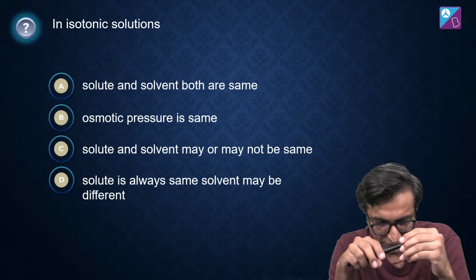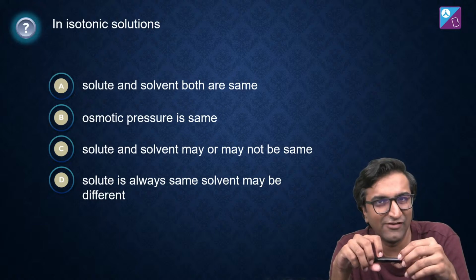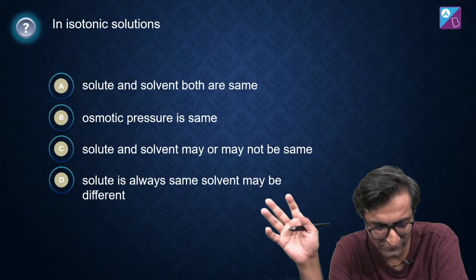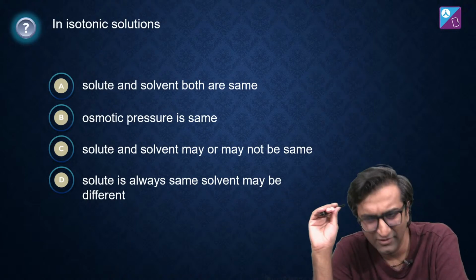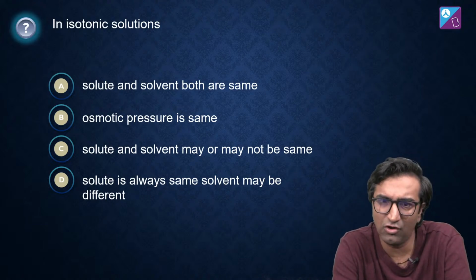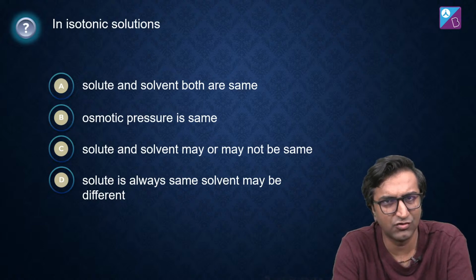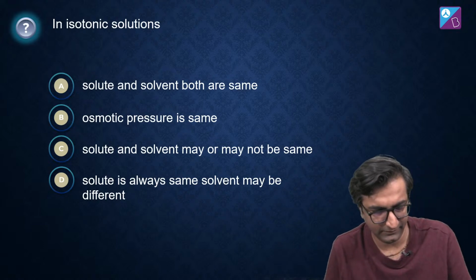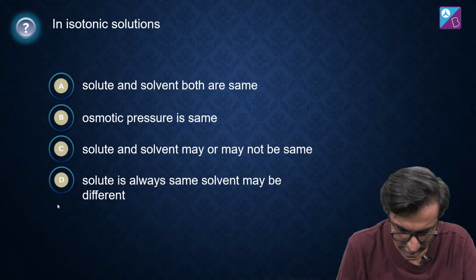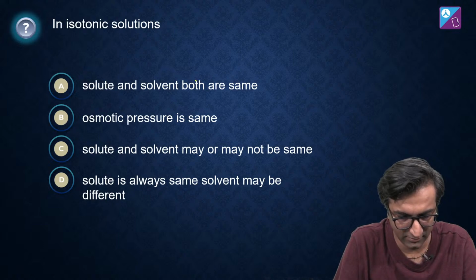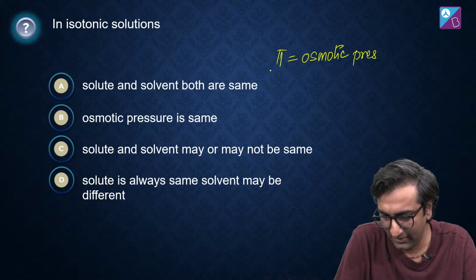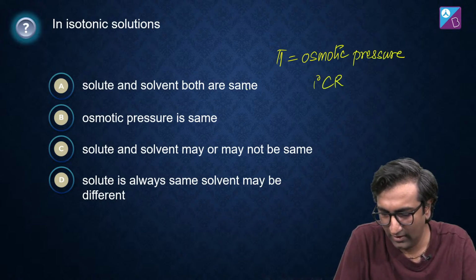देखो, isotonic solutions. What is an isotonic solution? This is an easy one, right? Solute and solvent both are same. Osmotic pressure is same. Solute and solvent may or may not be the same. Solute is the same. Solvent may be different. What is isotonic anyway? Isotonic का मतलब क्या होता है? कोई मुझे बताएगा? Isotonic means same osmotic pressure, right? Osmotic pressure has to do with the colligative property. Let me write that down quickly. Select color. Pi. What is pi? Osmotic pressure, right? And this depends on i, C, R, T.